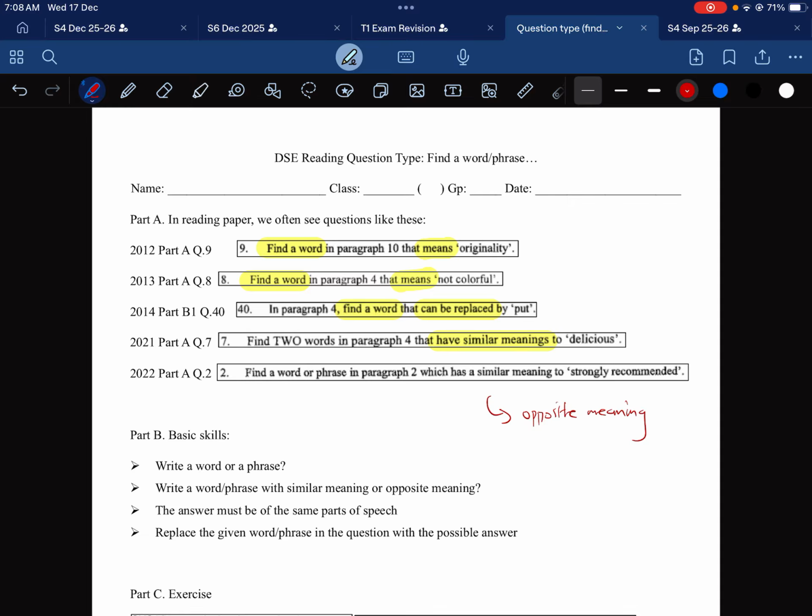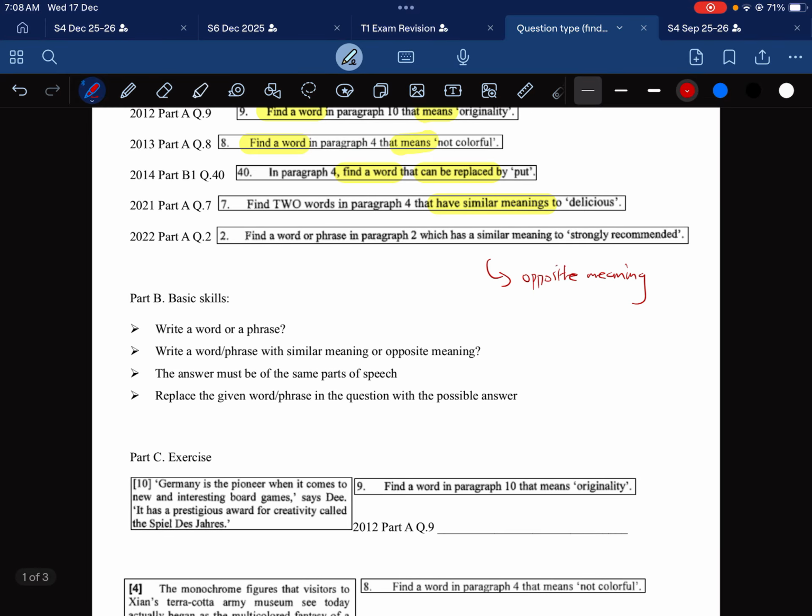So, we're going to look at some basic skills. How do you do these questions? To be frank, many of these questions are considered easier questions. Of course, there are some difficult ones, but from time to time, they are getting easier and easier.